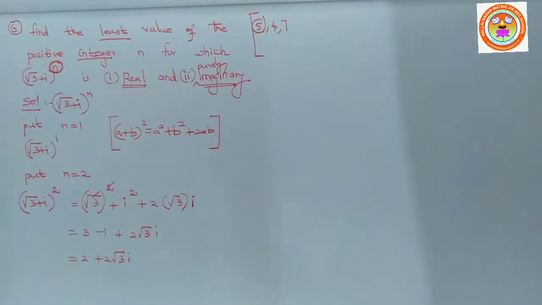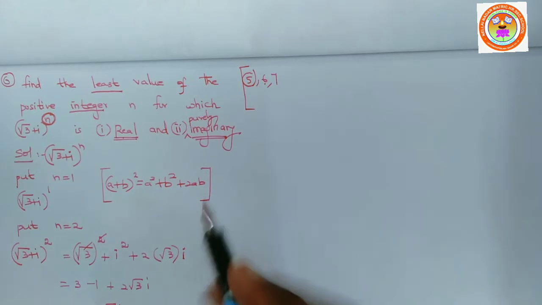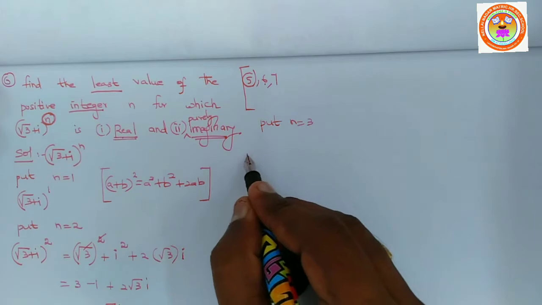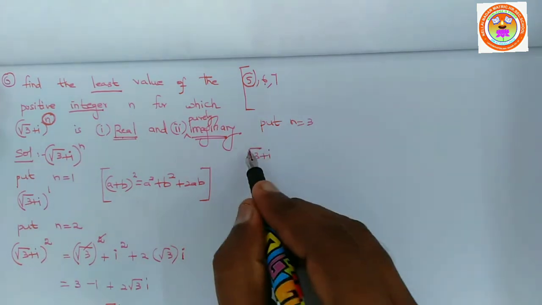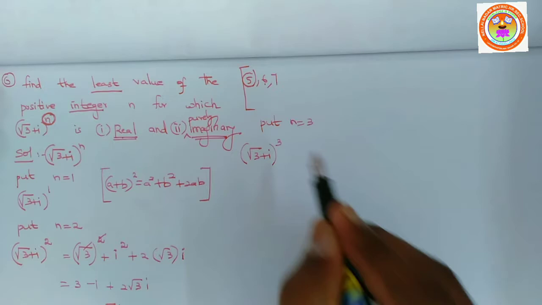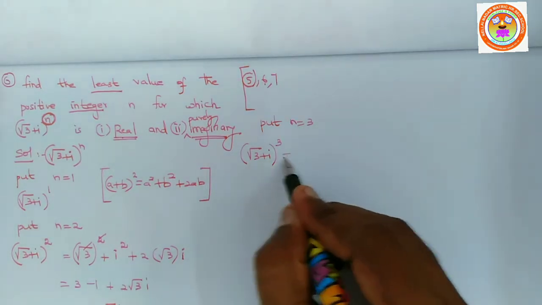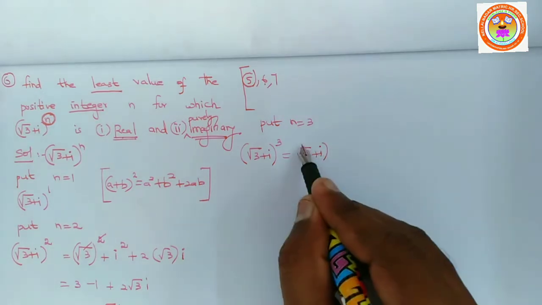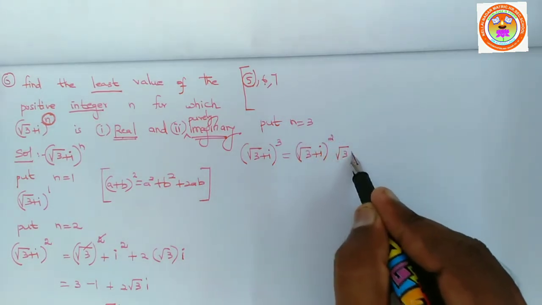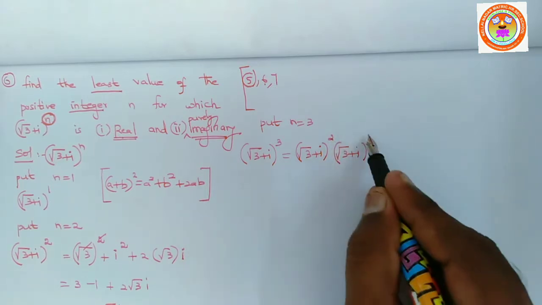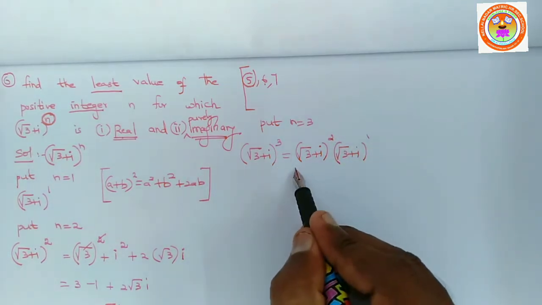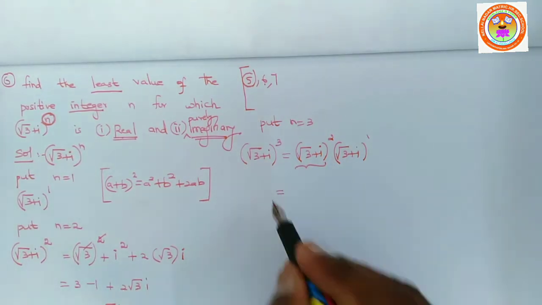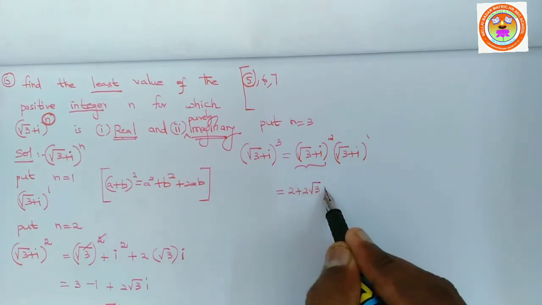Next, I am going to apply n equal to 3. Put n equal to 3, which gives (root 3 plus i) the whole cube. How can the power 3 be written? Nothing but (root 3 plus i) the whole square into (root 3 plus i). You can separate the powers because this is 2, this is 1, and 2 plus 1 is 3. Normally (root 3 plus i) the whole square is nothing but 2 plus 2 root 3 i.